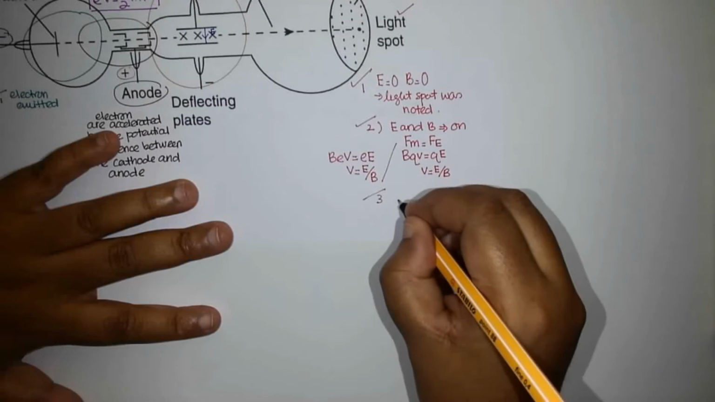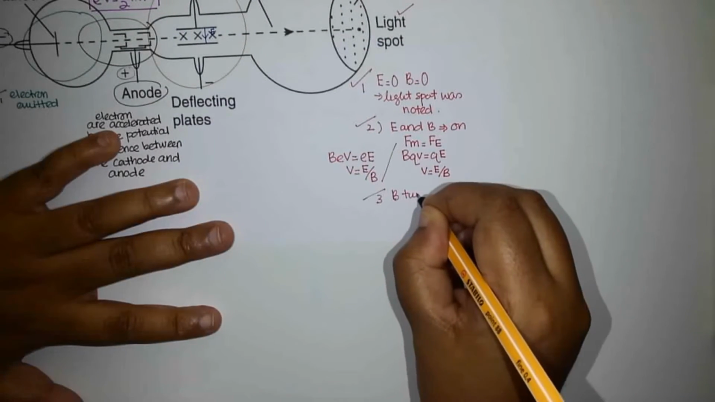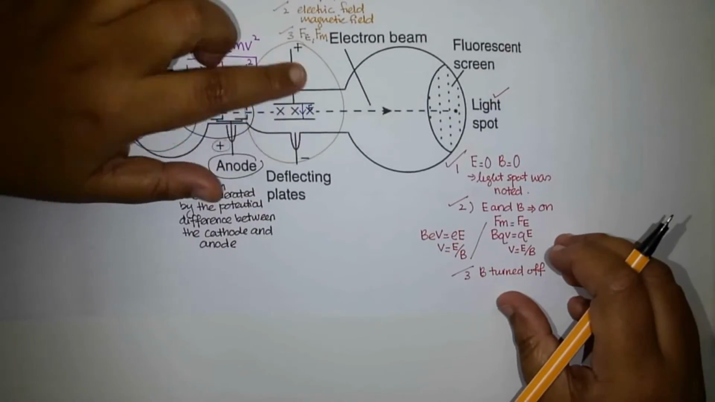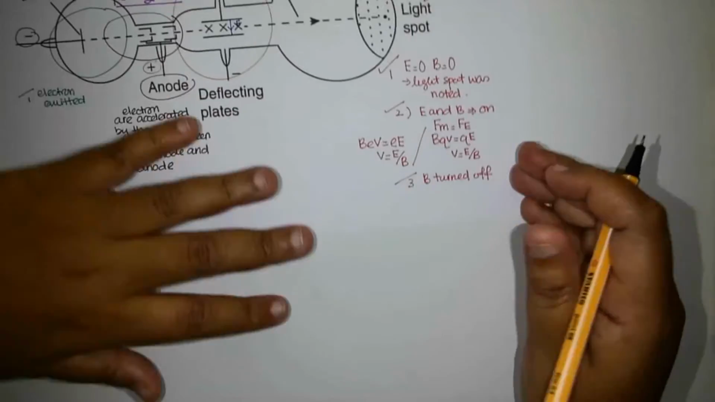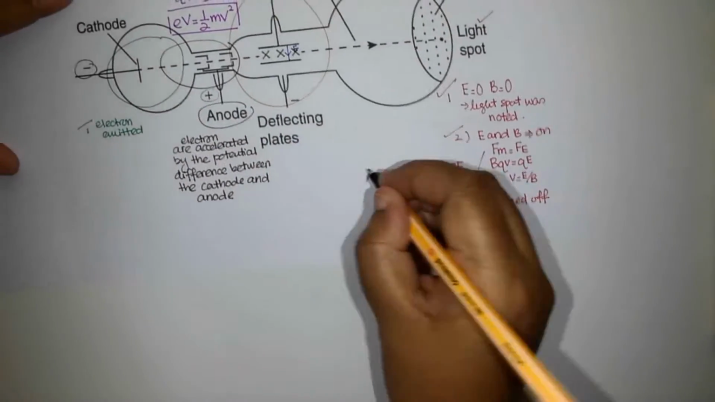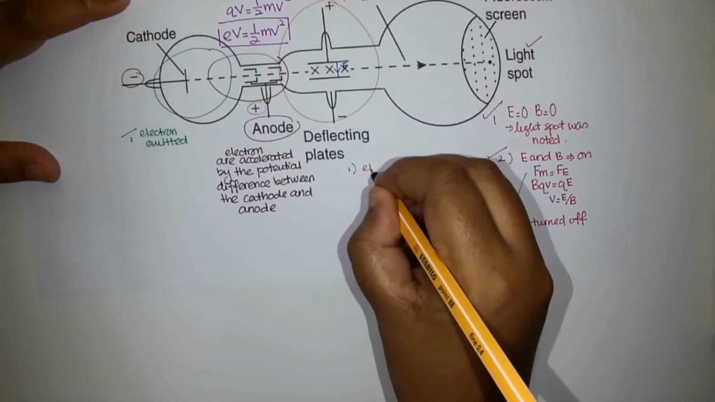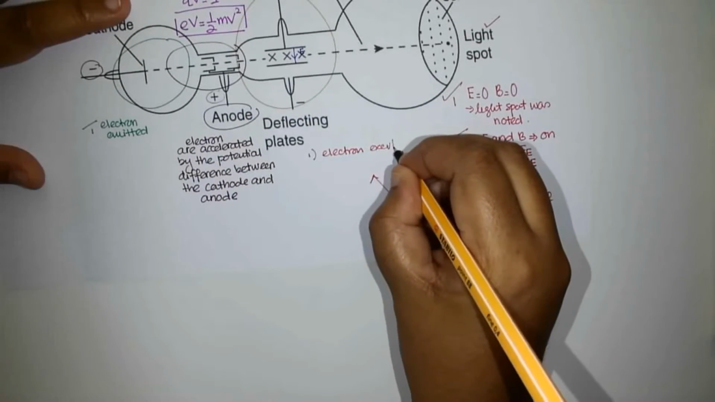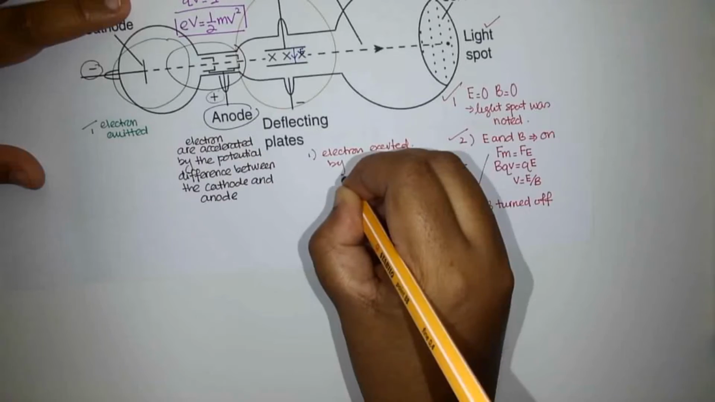Situation number 3: if B is turned off at this position here, that means the electron will be affected, or will be exerted on, by the electric force.